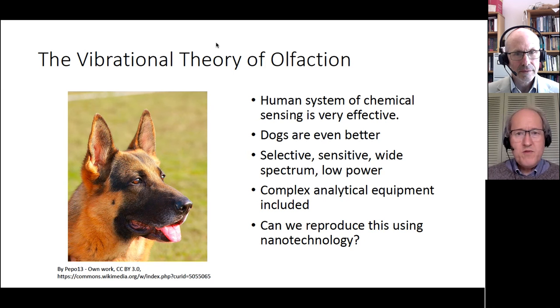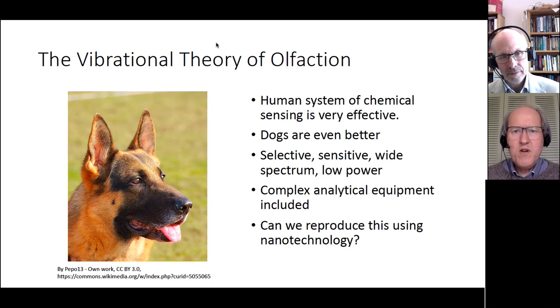And it's quite a sense in the following sense that it's selective, by which I mean I can distinguish quite easily between quite different odors. Coffee smells different from an orange, for example. It's quite sensitive. In other words, you can detect really low levels of certain compounds, parts per billion and things like that. It's what I was calling wide spectrum. What I mean by that is the range of things we can smell is quite wide, and it's low power.